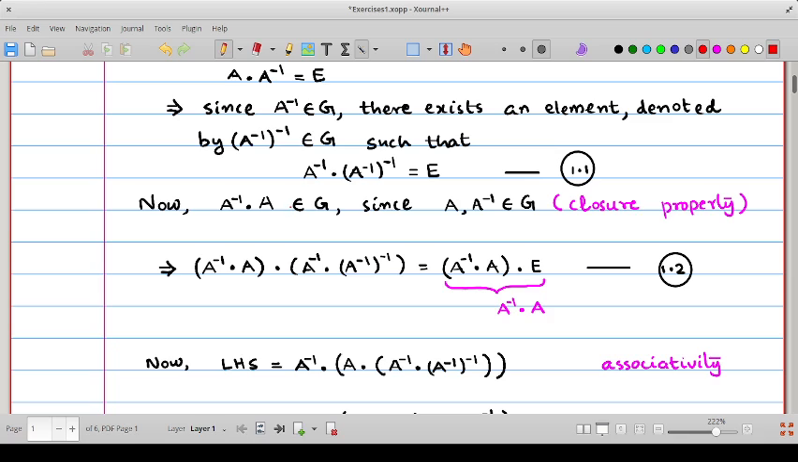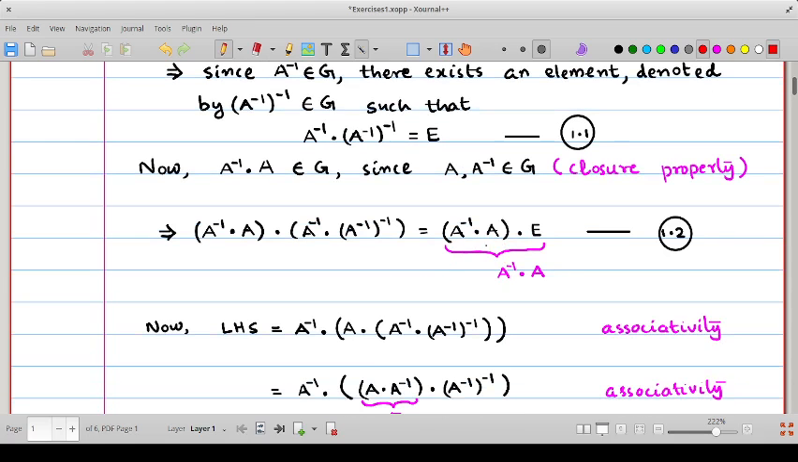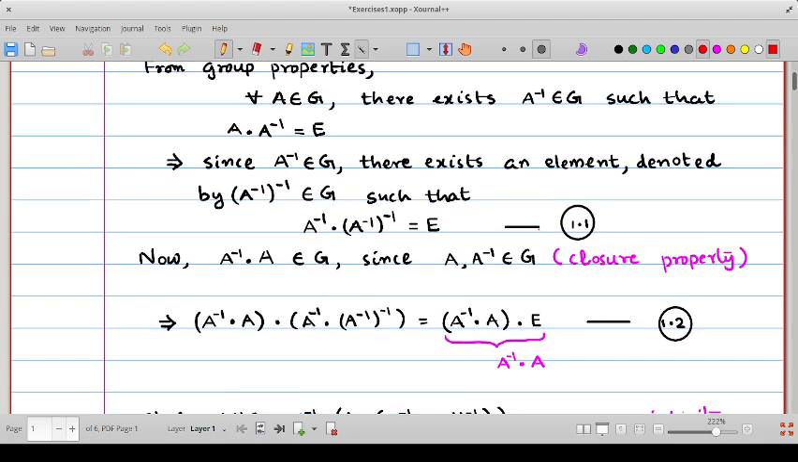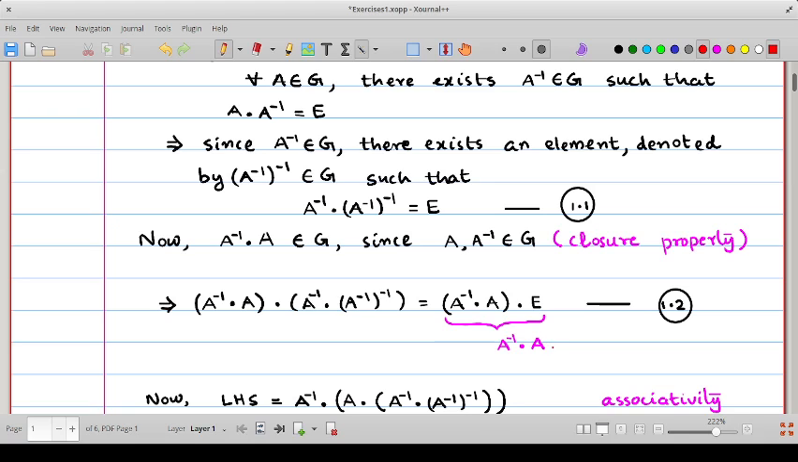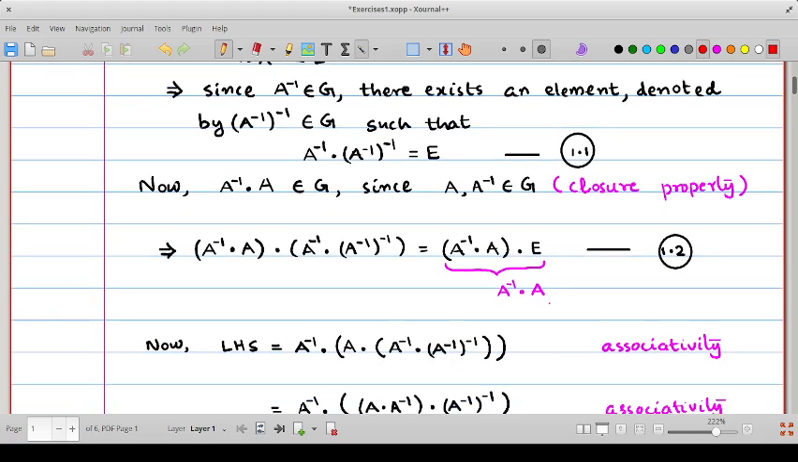And once that is known, we can now take the product of this equation with A inverse A from the left. So multiplying this equation on the left with A inverse A, we get A inverse A dot A inverse dot A inverse inverse on the left hand side. And on the right hand side, I have A inverse dot A dot E. Now the right hand side is simple to evaluate because this is the identity. We know that this is equal to A inverse A. That's the property of the identity of the group.